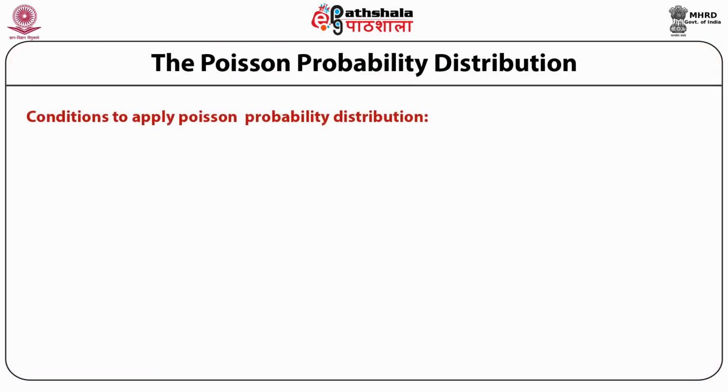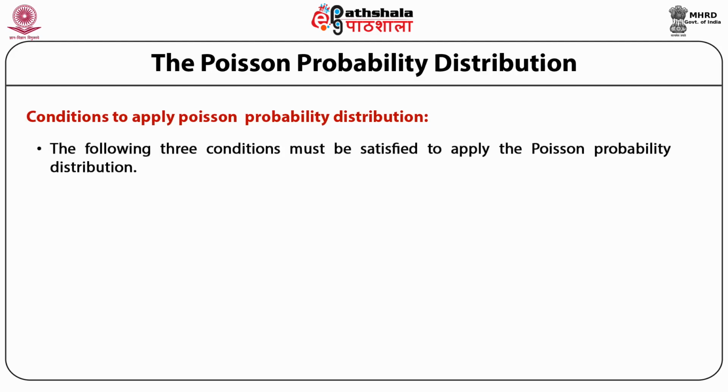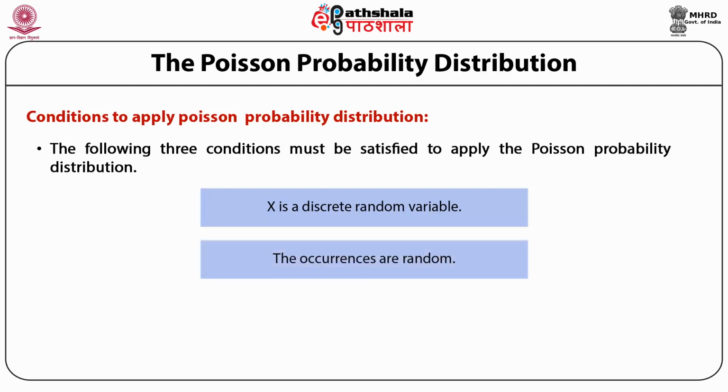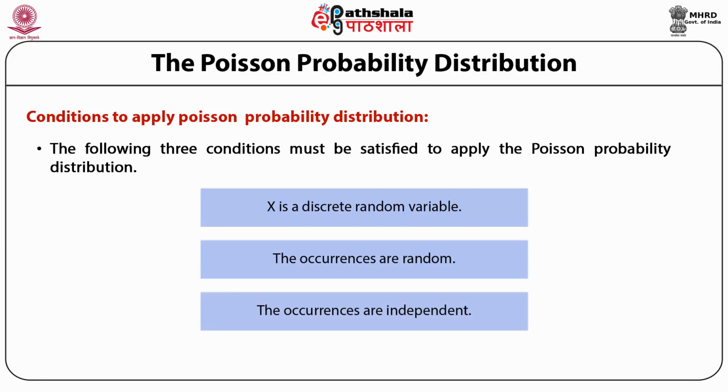Now, the conditions to apply the Poisson probability distribution. The following 3 conditions must be satisfied to apply the Poisson probability distribution. Number 1, x is a discrete random variable. Number 2, the occurrences are random. Number 3, the occurrences are independent. The following are a few examples of discrete random variables for which the occurrences are random and independent. Hence, these are examples to which the Poisson probability distribution can be applied.